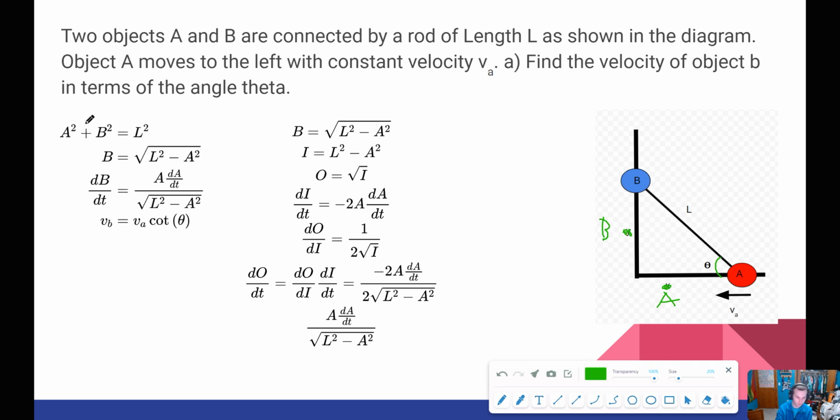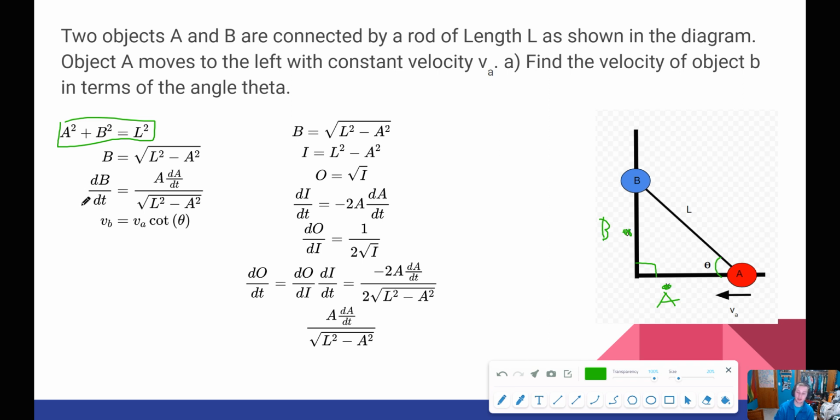So the thing that you have to keep in mind is that a squared plus b squared is equal to L squared. This is a right angle right here. So what does that mean? That means that b is equal to the square root of L squared minus a squared. You just rearrange these variables. But then what we need to do is find the velocity of object B in terms of the angle theta. So in order to do that, we want to take the derivative with respect to time. That's going to give us the velocity.